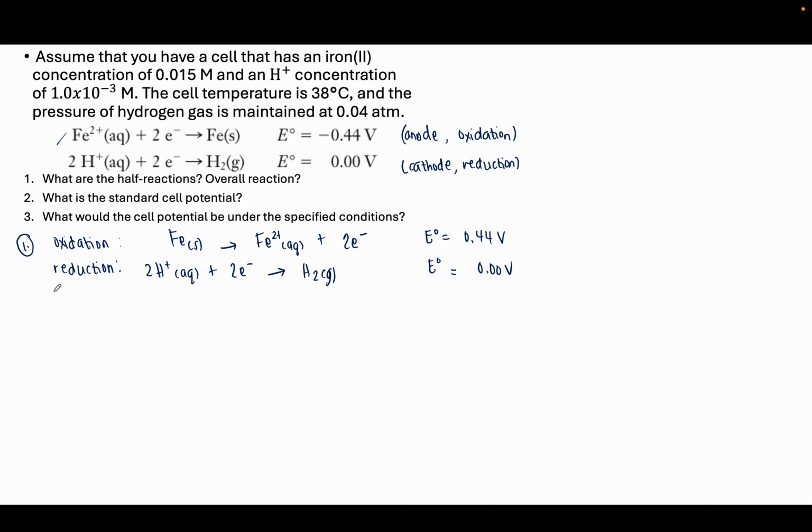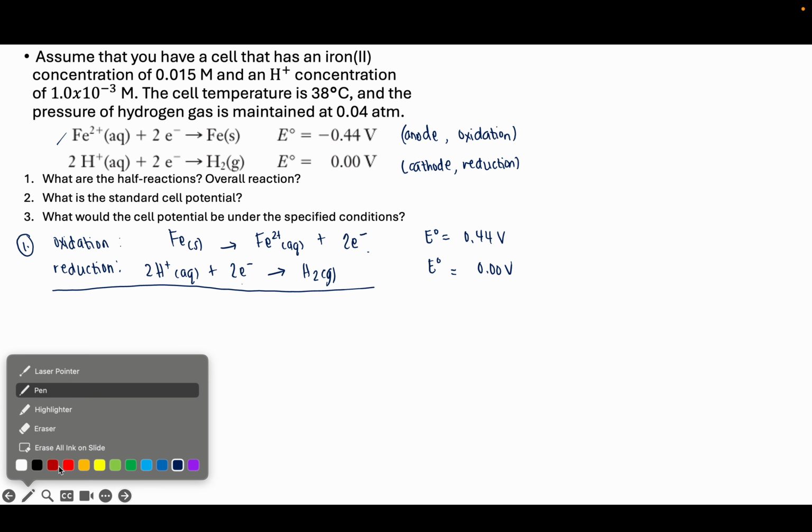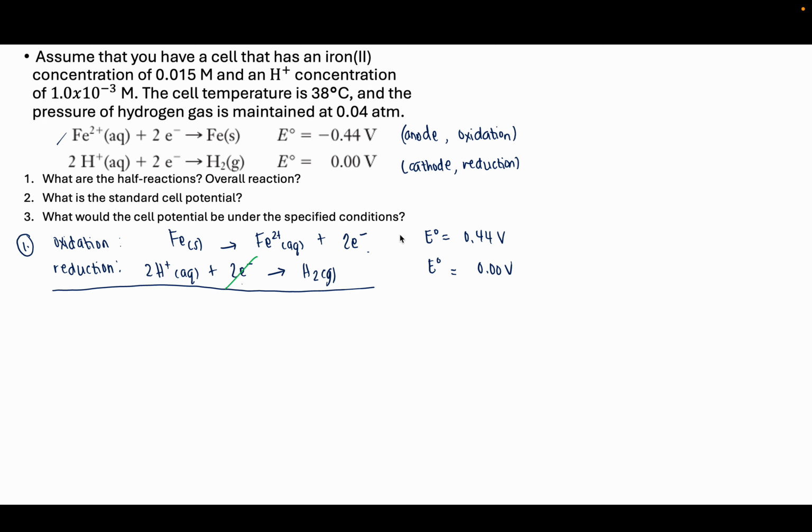Alright, let's get the overall reaction. We can see that we have an equal number of electrons. So our overall reaction, we have iron, plus hydrogen ion, forming iron 2 plus hydrogen gas. This is your overall reaction.